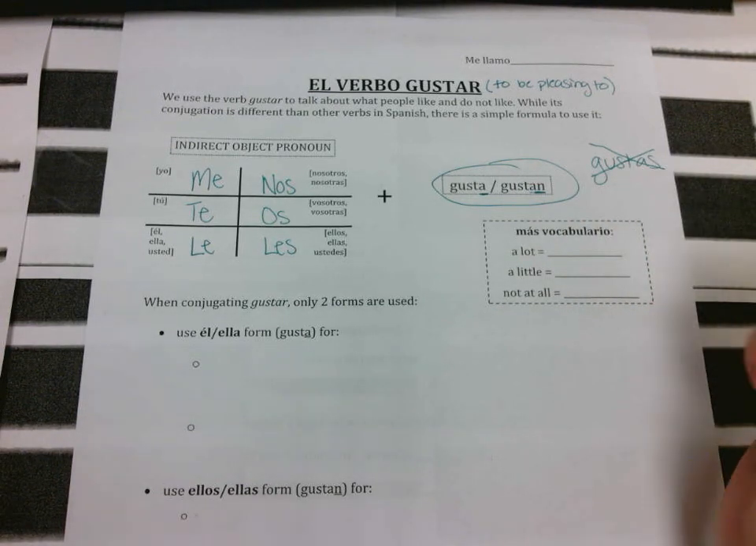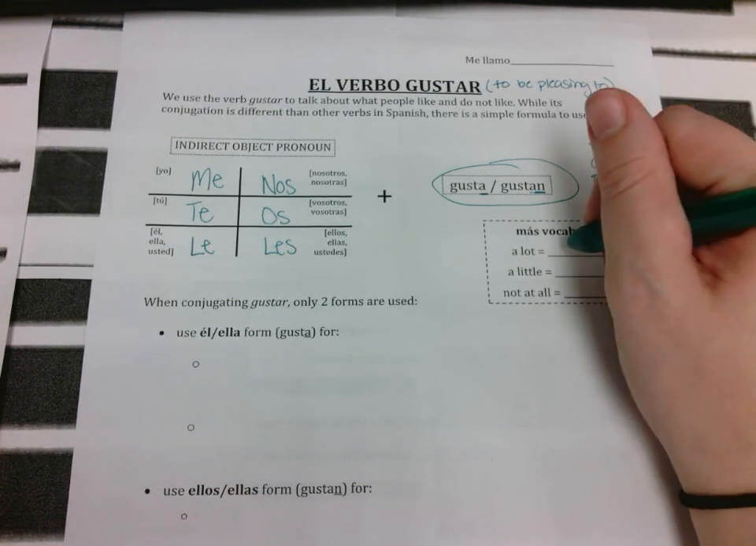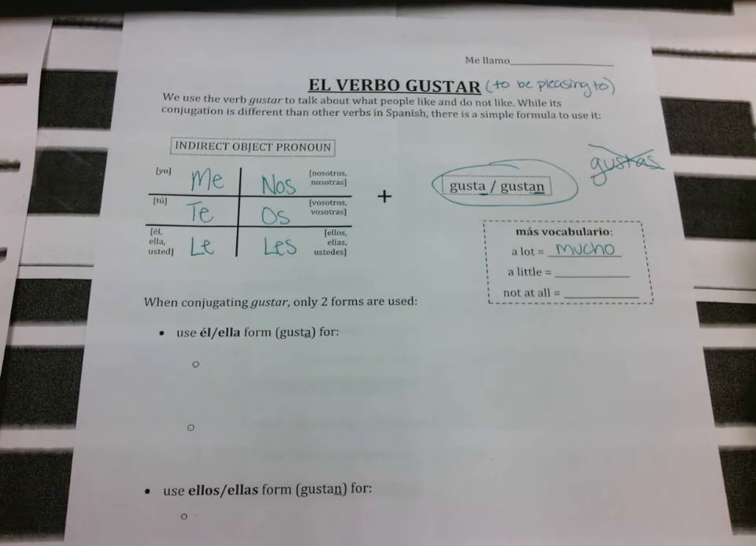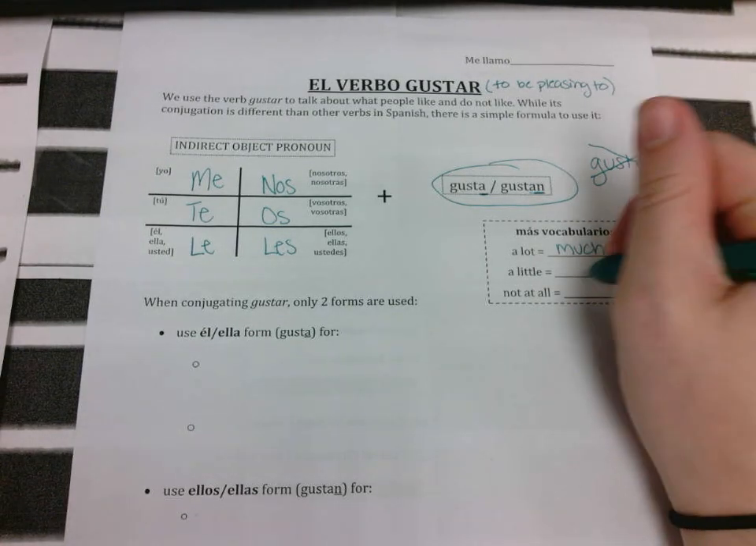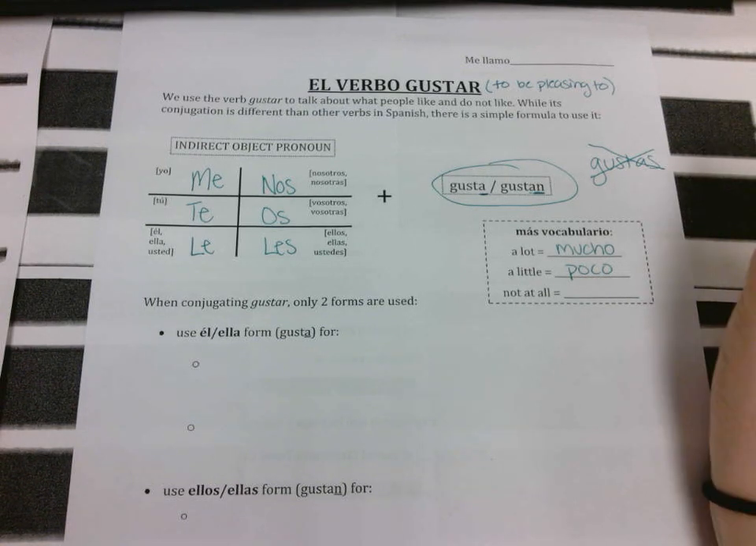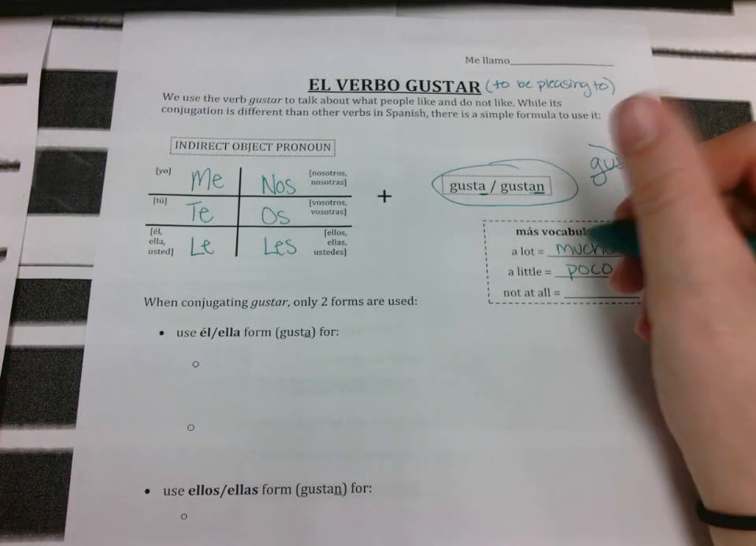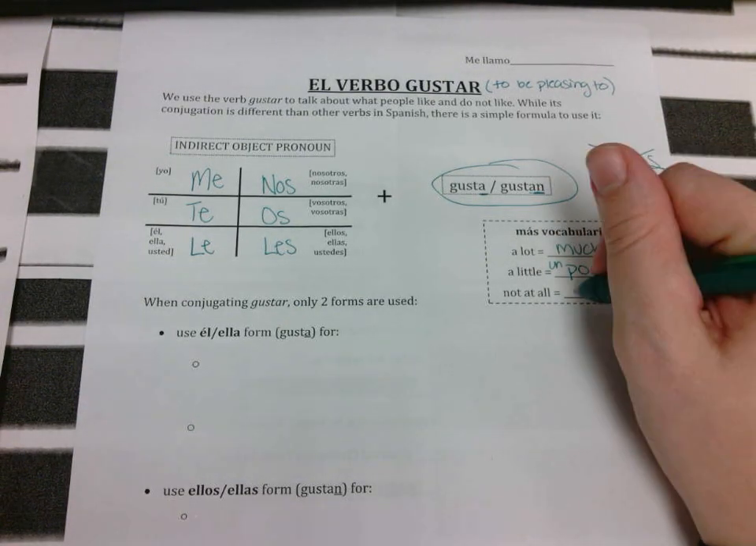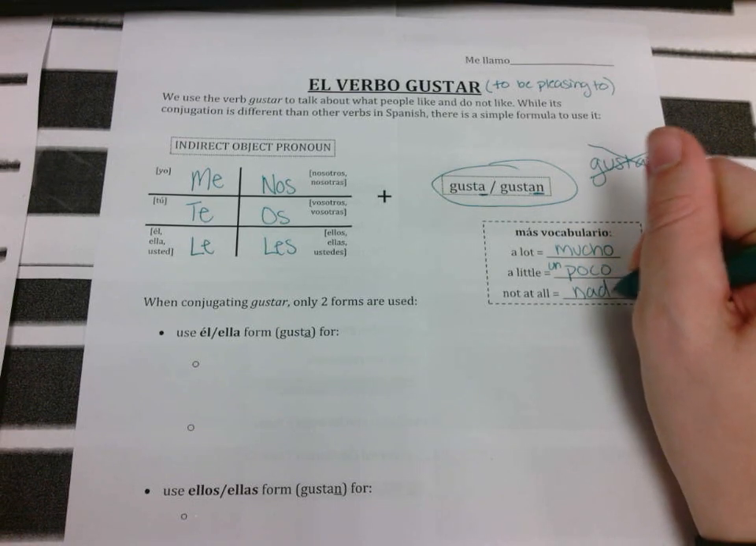Now, a little bit more vocabulary. If you want to say you like something a lot, you're going to use mucho, so me gusta mucho. If you're going to say you like something a little, you're going to say poco at the end. Me gusta el pollo un poco, a little. And then not at all, you're going to use nada. Alright, no me gusta nada.